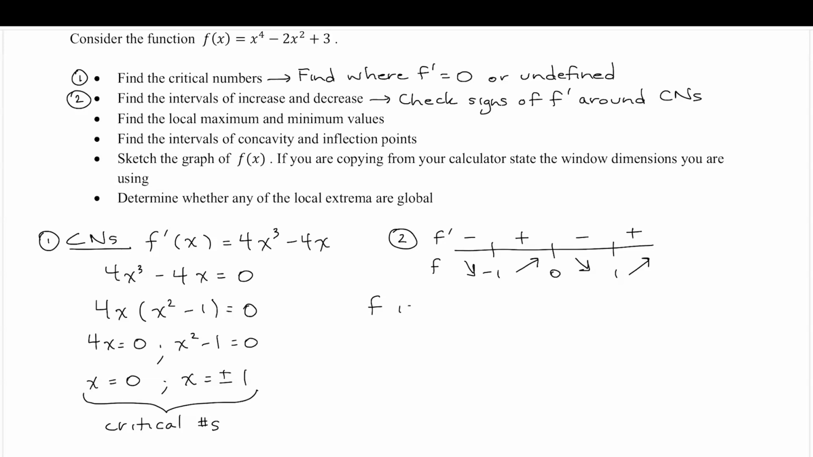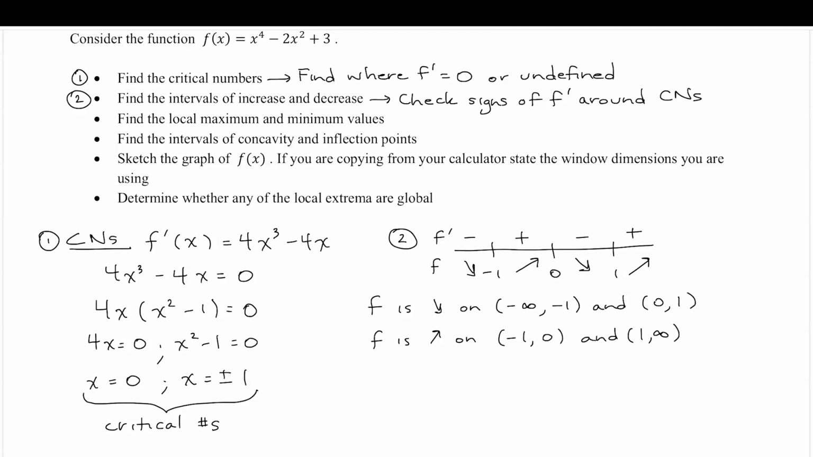So I can say f is decreasing on the interval from negative infinity to negative 1, and the interval from 0 to 1. Notice these are not ordered pairs. These are intervals, and they're not closed. Well, of course, any interval with infinity does not have a closed bracket. But these are open because at those critical numbers, the function is neither increasing nor decreasing in this case. So we have to keep those intervals open. f is increasing on the interval from negative 1 to 0, and on the interval from 1 to infinity.